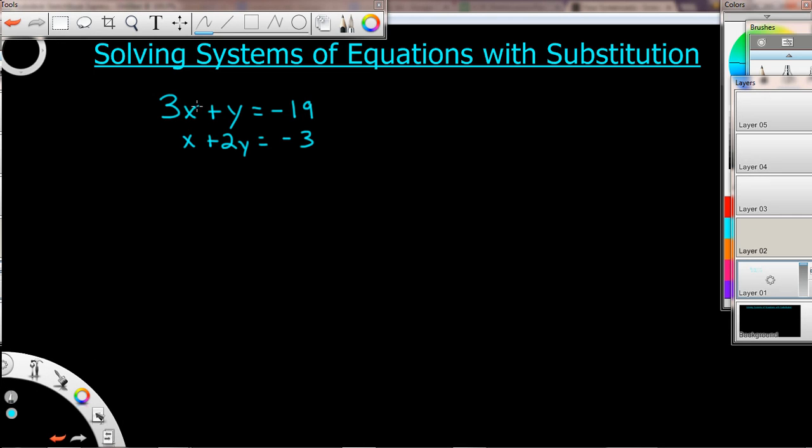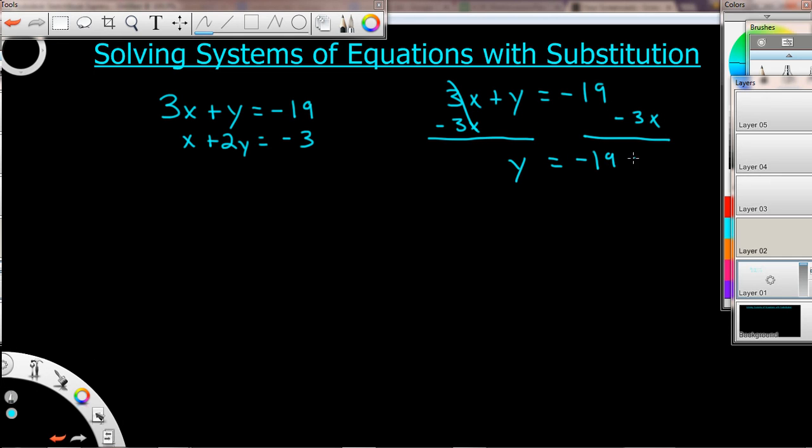And you are going to solve for that variable. So what I'm going to do is I'm going to pick this y right here. Now I'll rewrite this equation. 3x plus y is equal to negative 19. And when I say solve for this y, I mean we're going to get it alone on this side of the equal sign. We're just going to get it by itself. So to do that, I'm going to have to subtract 3x from both sides of this equation. So let's see here. This cancels out. I'm left with y is equal to negative 19 minus 3x.